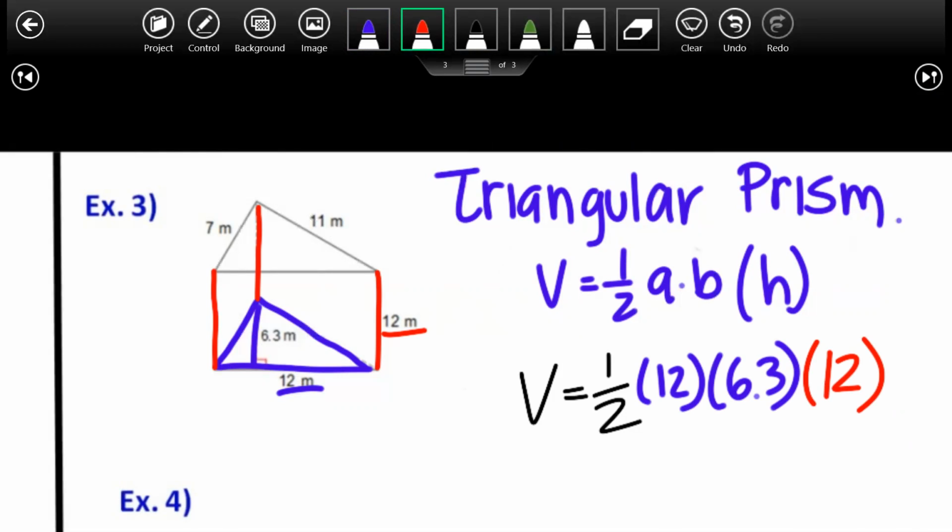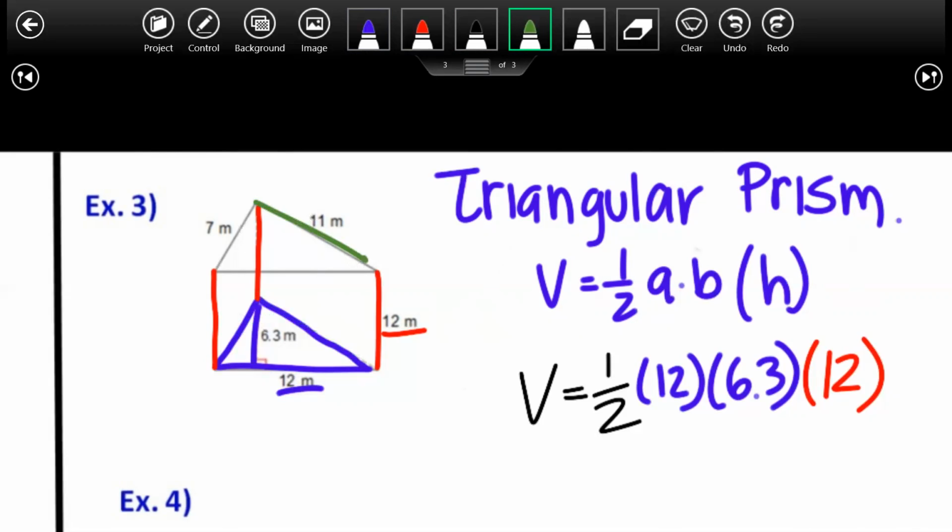Now, what is 11 to us right now? It's considered the hypotenuse, and it really is not going to help us out. If we had a right angle here, it would, then we would use this side and this side, but we don't have that.